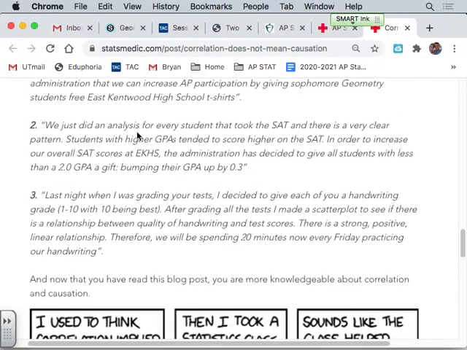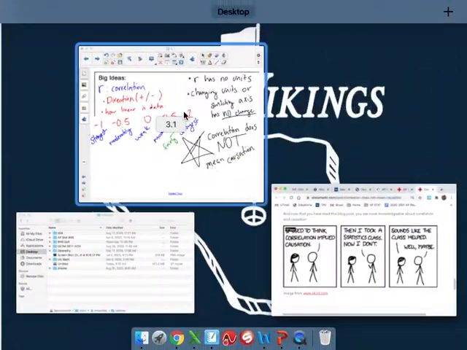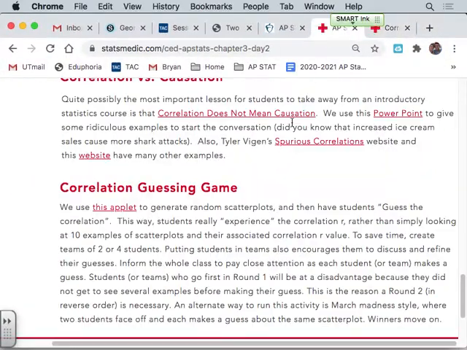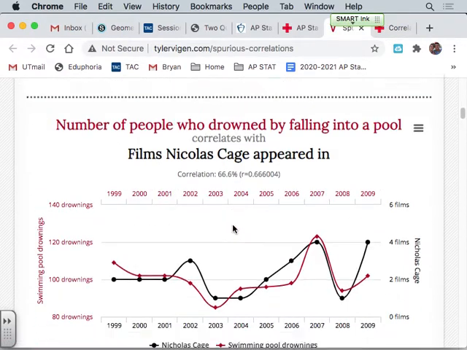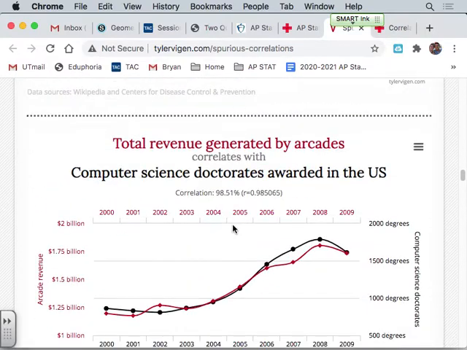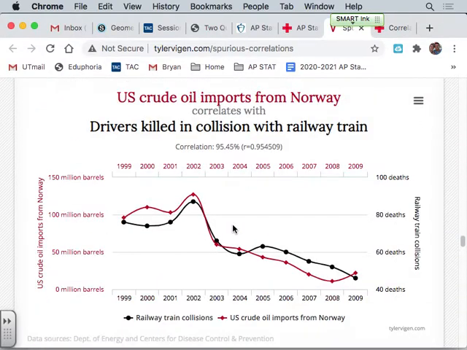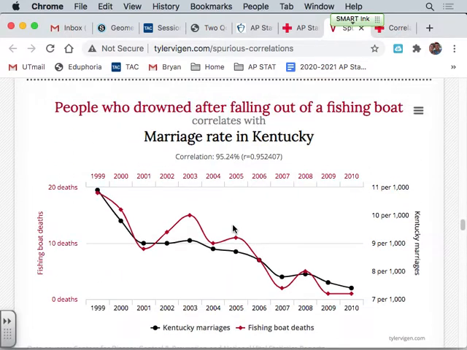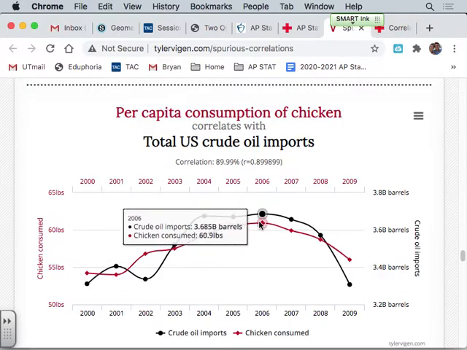Where's another one? Okay. Sweet. Let me see another one. There was another one that I like. Guess that was it. All right. Oh, okay, yeah. Marriage is causing people to... Yeah, okay. All right. Oh, chicken and oil, those are combined, yes.